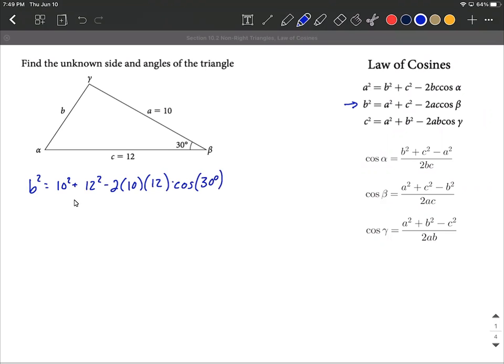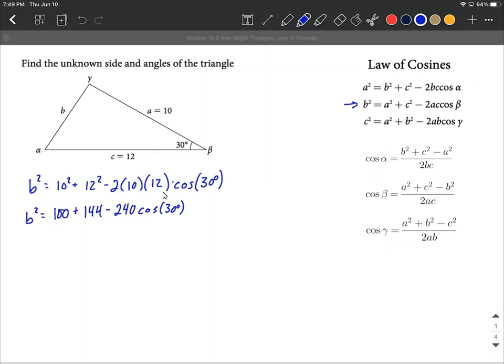Now we have a bunch of numbers over on the right-hand side and this cosine of 30 degrees. We can evaluate that in just a second as well. But really, let's just do a little bit of simplifying down and solving this. So we can say 10 squared is 100. 12 squared is 144. And then minus, let me see, 2 times 10 is 20, times 12, it's going to be 240, times cosine of 30 degrees.